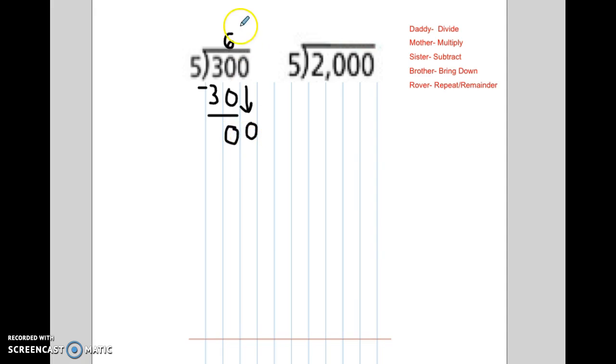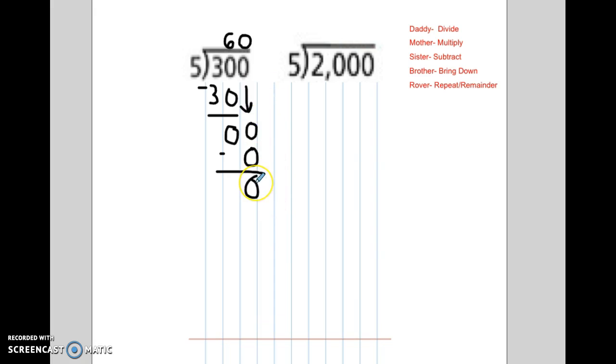So 5 goes into 0, 0 times. And then I multiply. Mother, 5 times 0 is 0. And then I get to do sister, subtract. 0 minus 0 is 0. And then repeat or remainder.